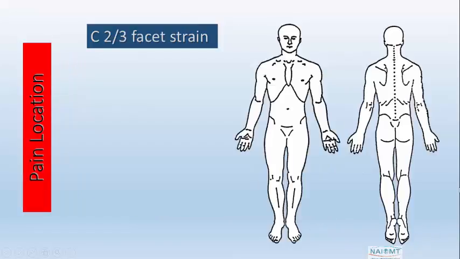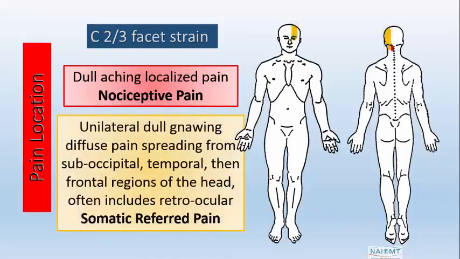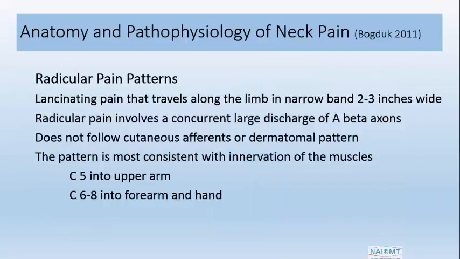In the example of the C2-3 facet strain, we have our dull, aching, localized pain, and it can refer in an occipital, temporal, and frontal region, and is often described as settling behind the eye in the somatic referred pattern. Radicular pain patterns, according to Bogduk, produce that lancinating pain that travels down the limb.